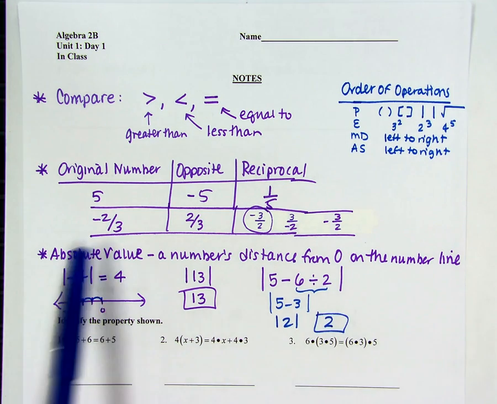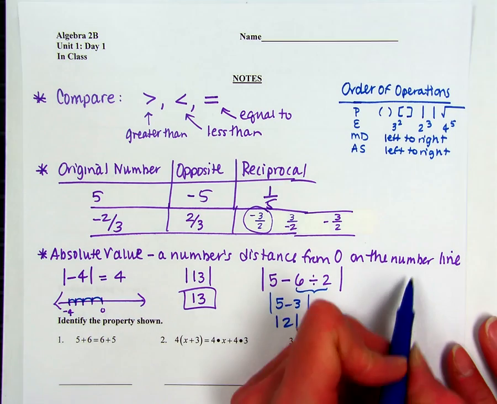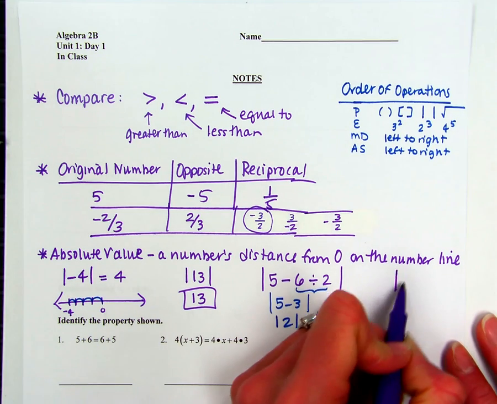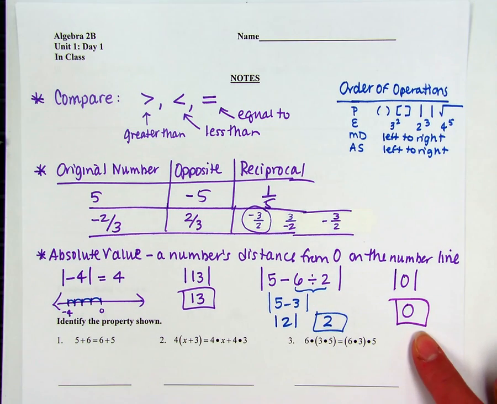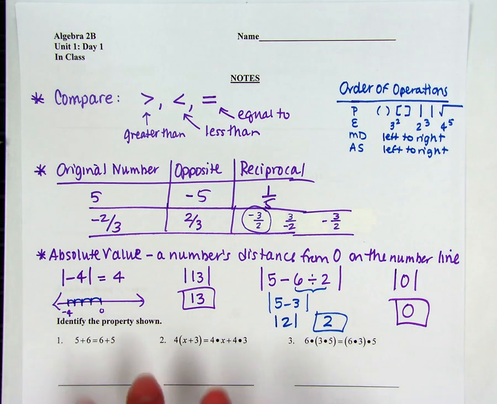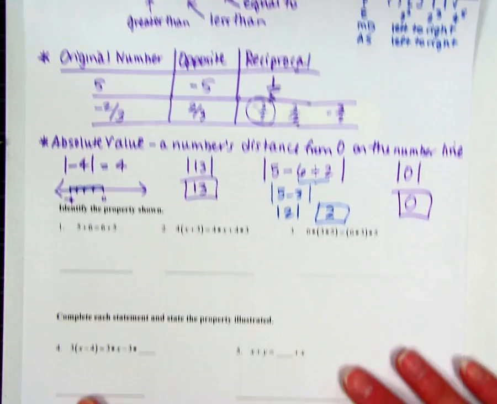Make sure that your absolute value is always positive, unless it asks you, what is the absolute value of 0? Well, how far away is that from 0? It's 0 units away. That's the only one that's not going to be positive. All right, so now we're going to continue going through the problems on this worksheet.